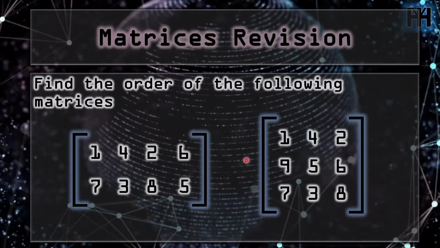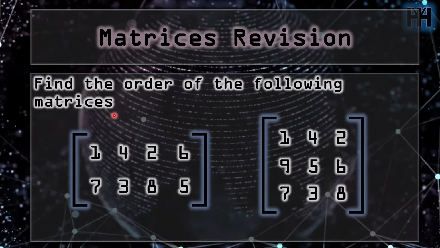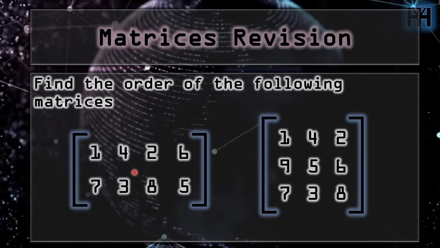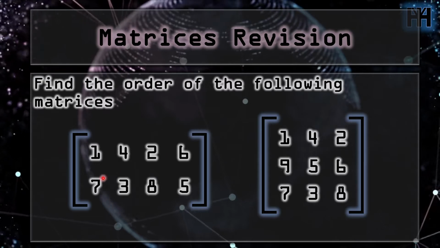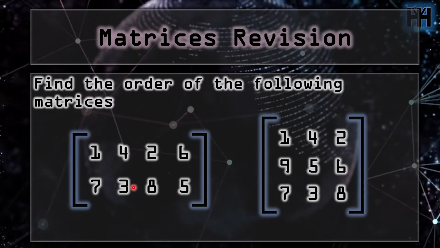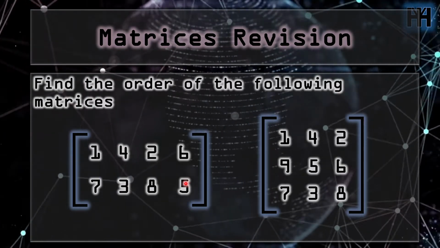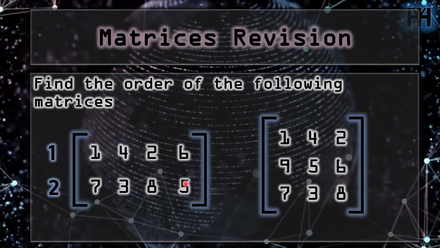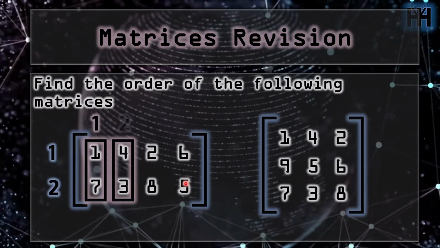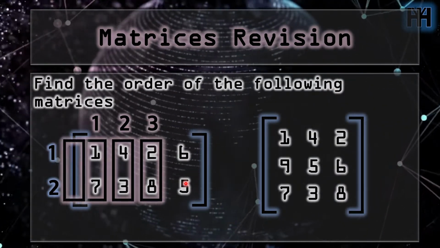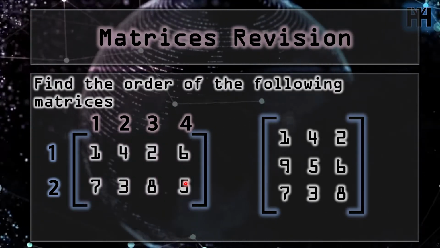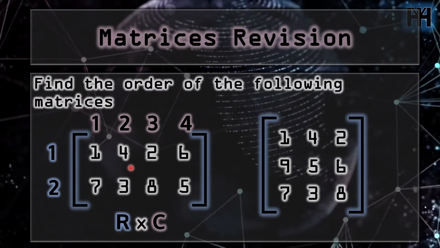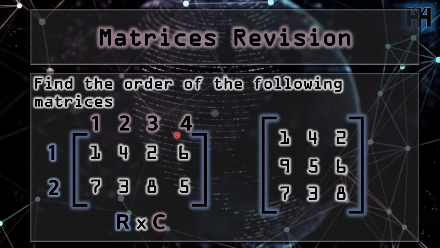Find the order of the following matrix. This is a quick revision of matrix orders. Let's see the order of the first matrix. Let's count the rows. These are the rows and these are the columns. So we have 1 row, 2 rows. For the columns we have 1, 2, 3, 4. We write them in this format: rows multiply columns. So we have 2 rows and 4 columns, so it will be 2 multiply 4.